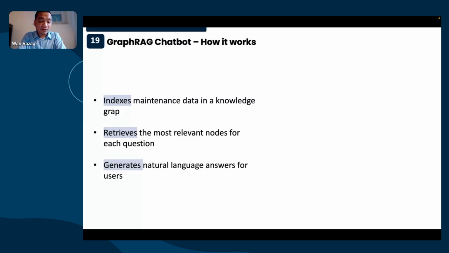With GraphRAG, we know that it starts with the process of indexing. Indexing maintains data in the knowledge graph, meaning that nodes are easier and faster to search. That's the indexing process. And then we retrieve the most relevant nodes for each question, according to the questions asked by the users, and then we generate answers.